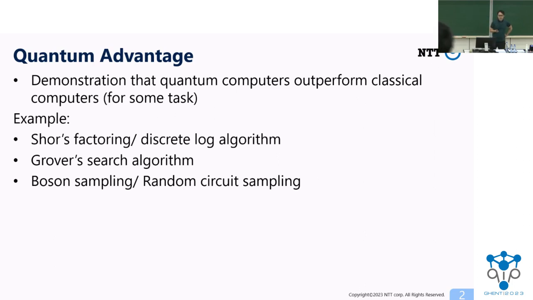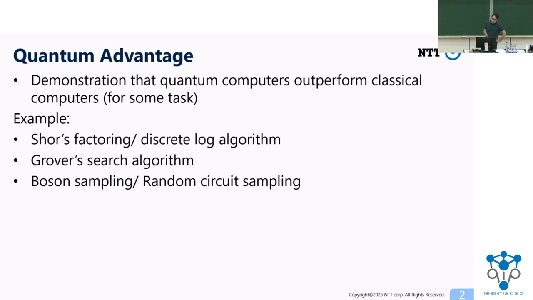So what is quantum advantage? It is a demonstration that quantum computers outperform classical computers, at least for some tasks. And here are several famous examples of quantum advantage. For example, probably one of the most famous examples is Shor's algorithm that solves the factoring and discrete log problems in quantum polynomial time. And we believe that that is difficult for classical computers to solve in polynomial time. So this is a quantum advantage.